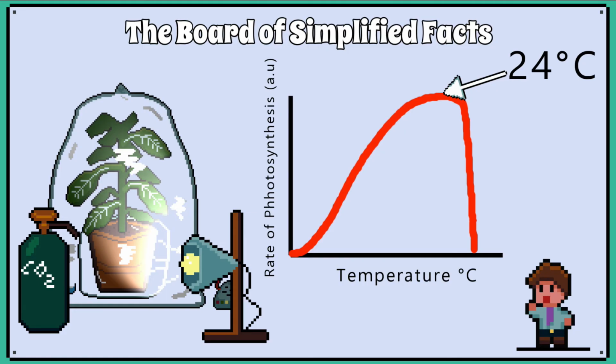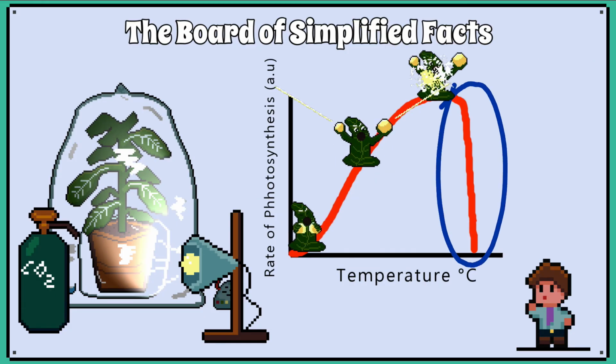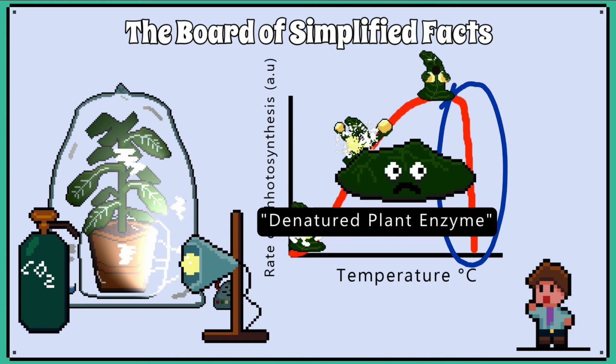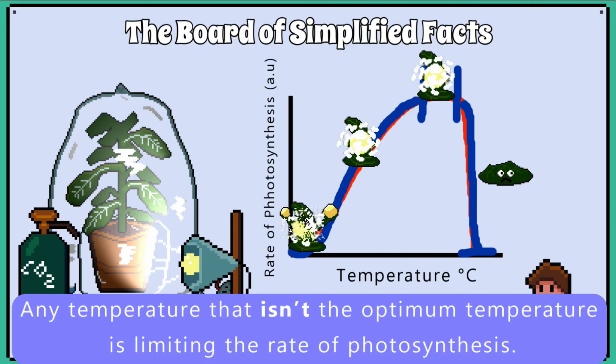species. We can say that at the peak, the temperature is not the limiting rate of photosynthesis, but another factor might be. Notice that if we increase the temperature beyond the optimum temperature, we get a sudden drop in the rate, and this relates to the enzymes involved in photosynthesis denaturing. Therefore, we can say any temperature that isn't the optimum temperature is limiting the rate of photosynthesis.